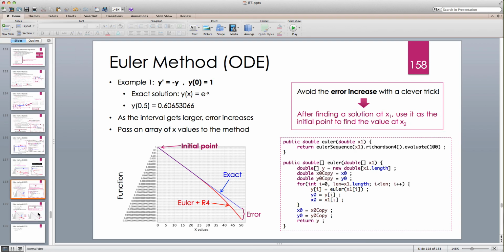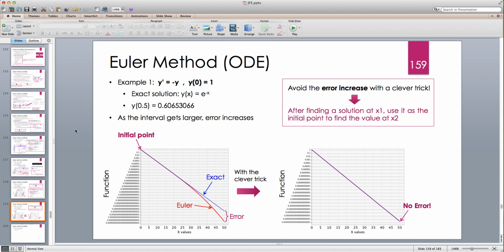And now let's look at what happens when we apply this trick. This is again the Euler plus fourth order Richardson. So we have this, and now we are applying that trick. When I'm solving from 0 to 50, let's say with 100 x values, at each x value I use the previously calculated point as the initial condition, and as you can see, there's absolutely no error. So we really remove this problem.